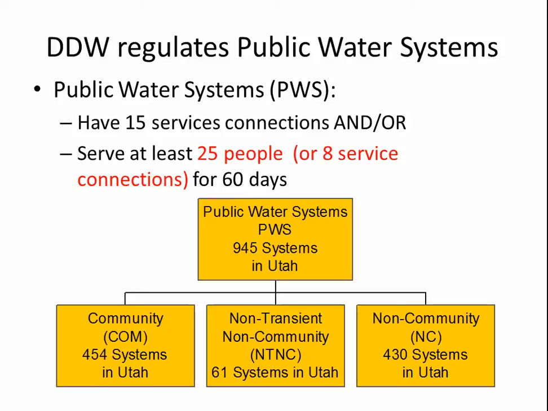So anyway, make sure with this definition that you understand that it's and or. So you can have one house, but if that house has 25 or more people in it, then that house would be a public water system.